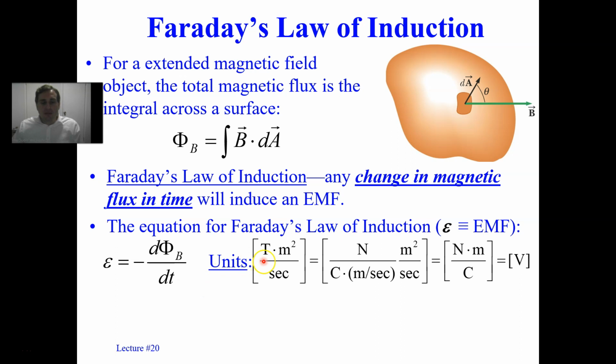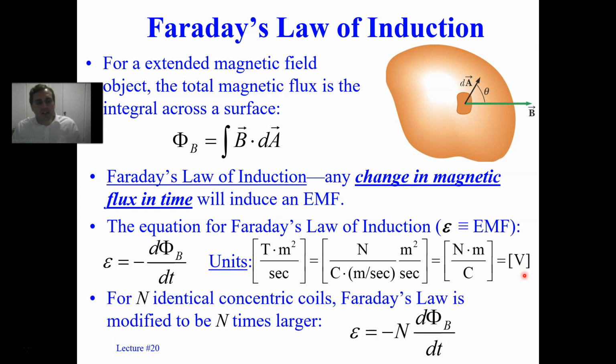Let's think about the units. The units for magnetic flux should be Teslas times meters squared. When we're taking a time derivative, we divide by seconds. Remember what a Tesla is. It's a Newton per Coulomb per meter per second. And still, here we still have meters squared per second. If you work all that out, you get newtons times meters over coulombs. But wait a minute. Newtons times meters, that's joules. Joules per coulomb is energy per charge, that's volts. Who knew? So it turns out a changing magnetic flux with time is indeed a voltage.